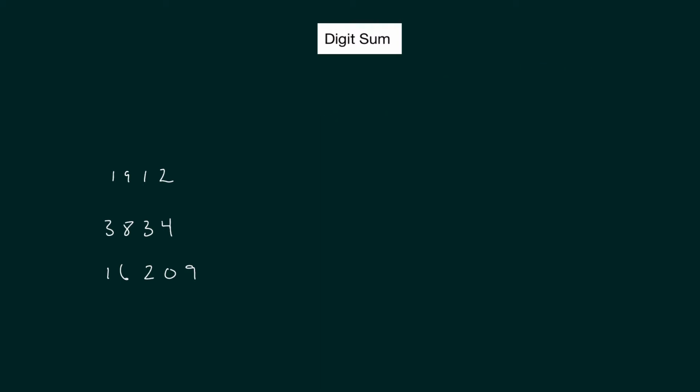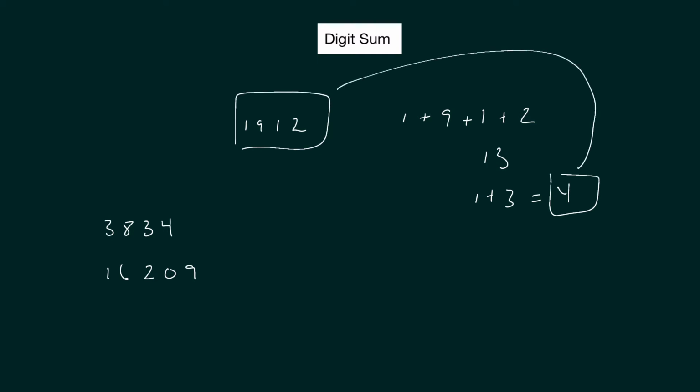Okay, let's find the digit sum of this 1,912. So we're going to add 1 plus 9 plus 1 plus 2. That's 10, plus 1 is 11. 11 and 2 give us 13. Once again, we're going to add 1 plus 3, that gives us 4. So here, the digital root of this number is 4.